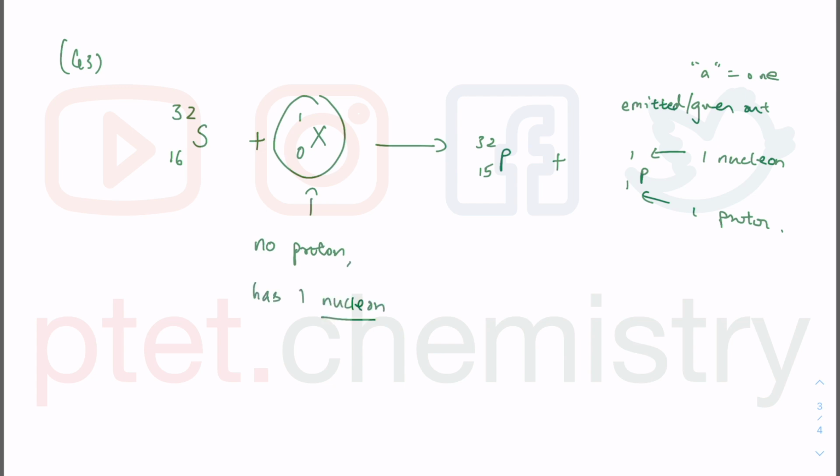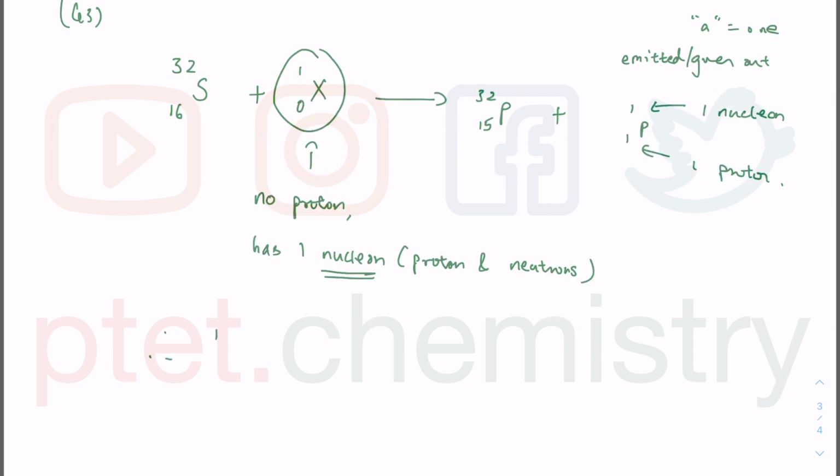So your job is really, what is a nucleon? Nucleon refers to protons and neutrons, but I have no protons. So therefore 1/0 X is equal to a neutron, and that is your option C there.